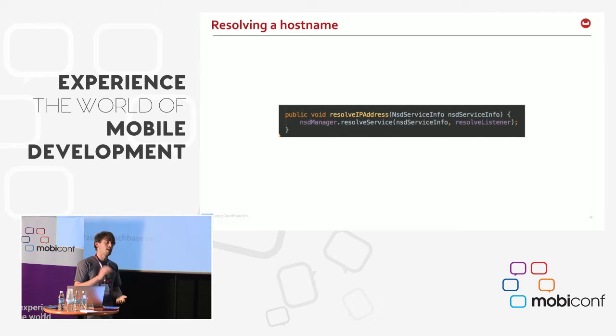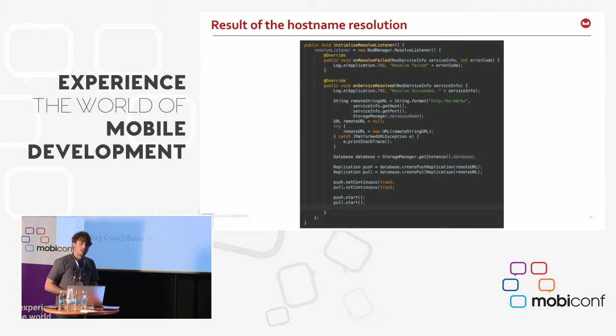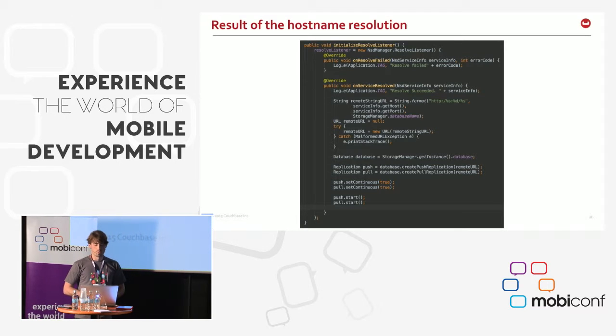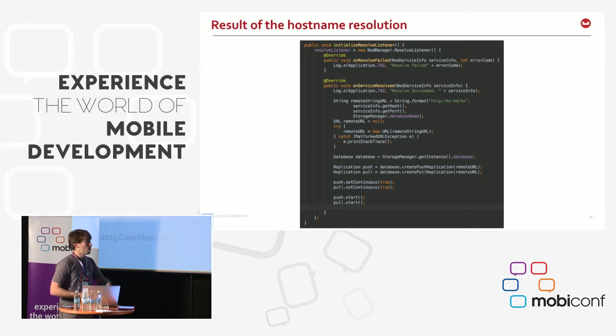When I click on connect in the Android app, it then uses the same NSD manager and calls resolveService, passing in the one I want to resolve, and again a resolve listener because that action is asynchronous. And then in the listener's on service resolved, I get a service info which has the host and the port. The port will be the same as the one you were broadcasting on, so you already had that, but the host will definitely help to identify the peer. And then that code is very similar to the one I showed in Swift to push to the Sync Gateway.